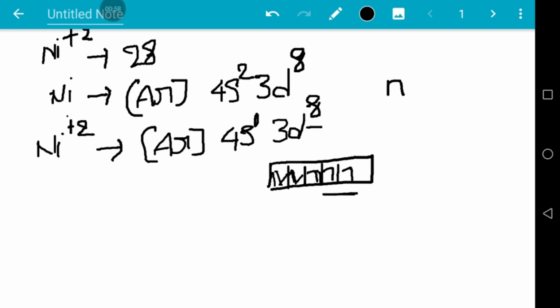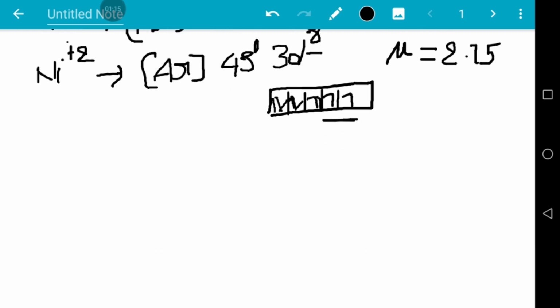So n equal to how much? Unpaired electrons are 2. Then mu value directly we can write, that is nearly equals to 2.75. So that is the Ni+2 spin only magnetic moment. And after that they have given the Scandium +3. Scandium +3 ion they have given.